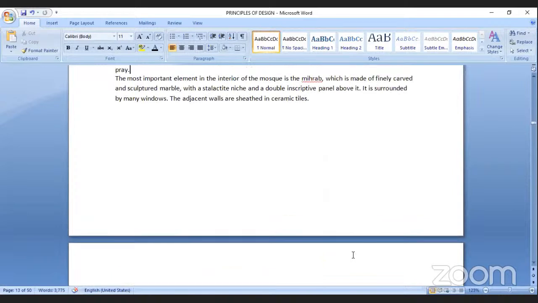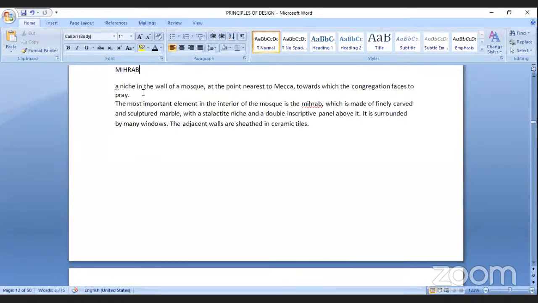Once again, it is a niche in the wall. Okay, it's a part of the wall, not the wall itself. Niche means a sunken part. It is always constructed in the direction nearest to Mecca, where they face and pray.